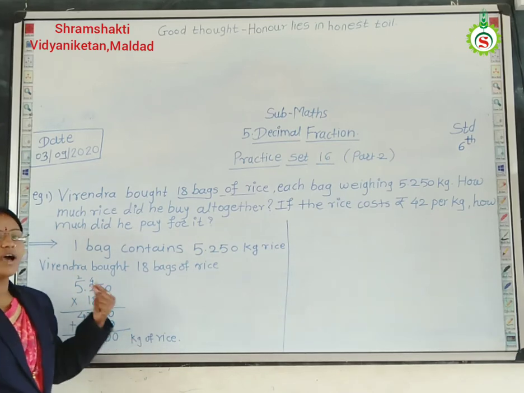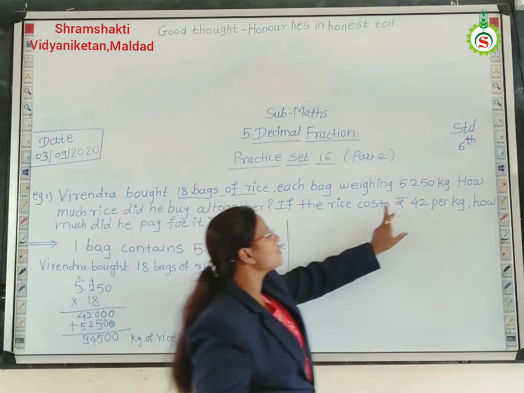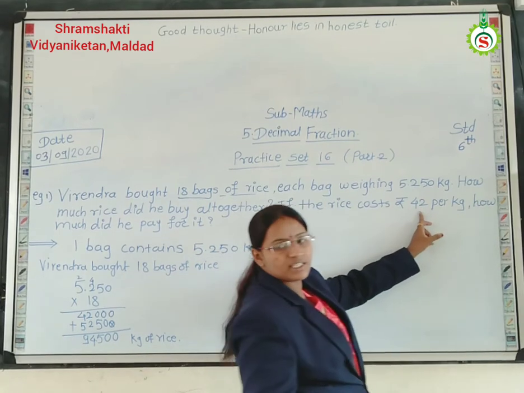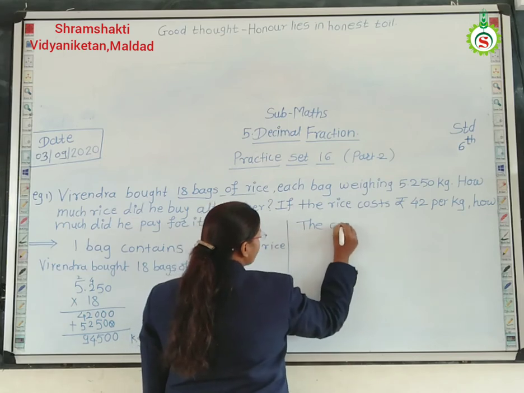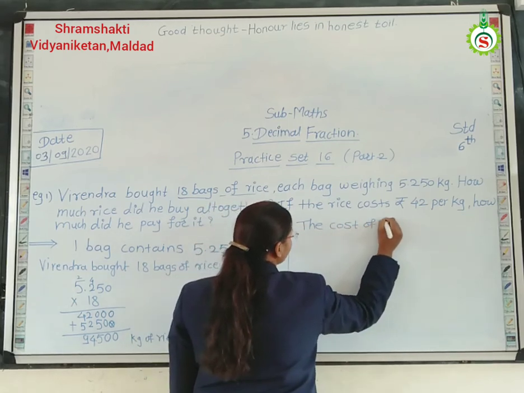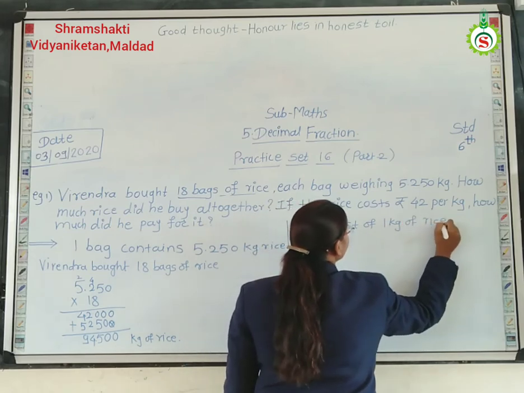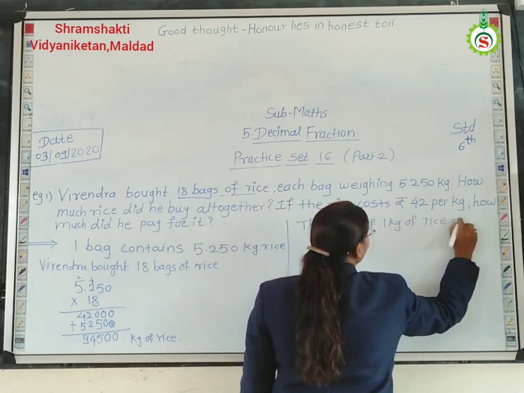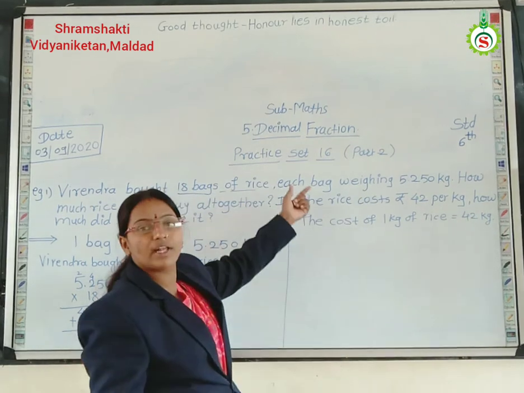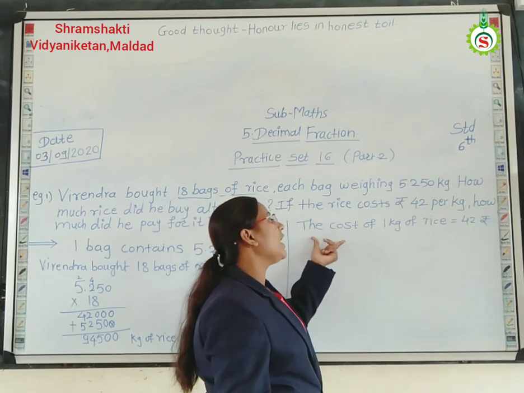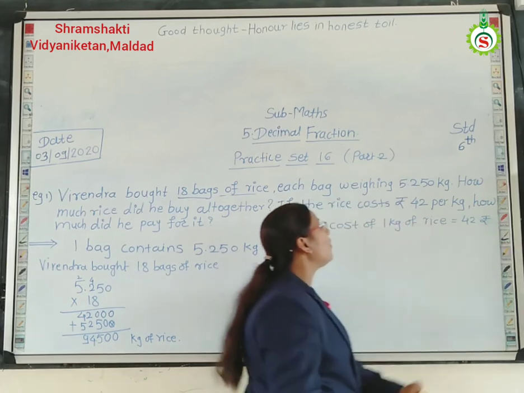So student, now here the cost of 1 kg of rice is given. So write down like this. The cost of 1 kg of rice is equal to 42. Okay, this is given in your example. Means the cost of 1 kg of rice is equal to 42 rupees.